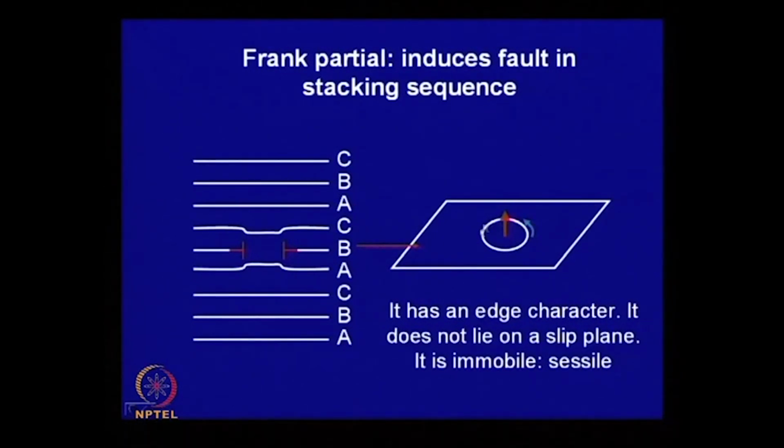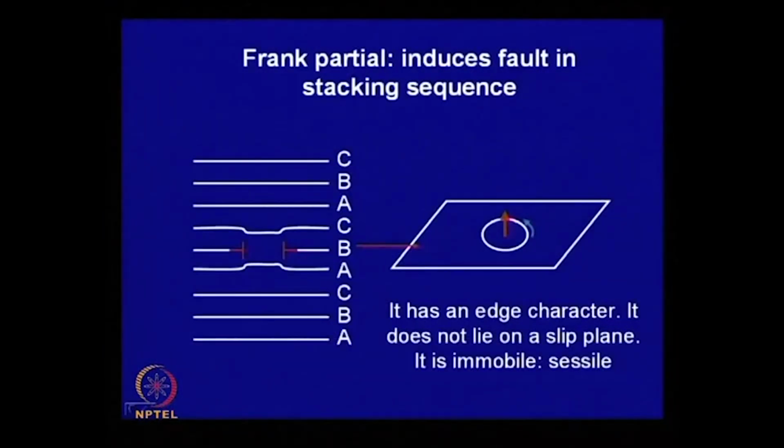So, here the plane is not a flat plane, it is basically a cylindrical surface, and a cylindrical surface is not necessarily a slip plane. Therefore, this type of dislocation is called Frank, this type of dislocation is immobile, and it is called Frank partial dislocation. Now, why partial?